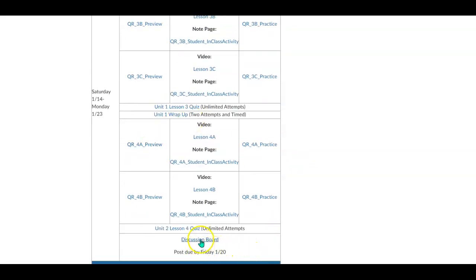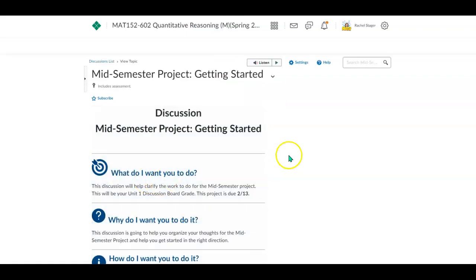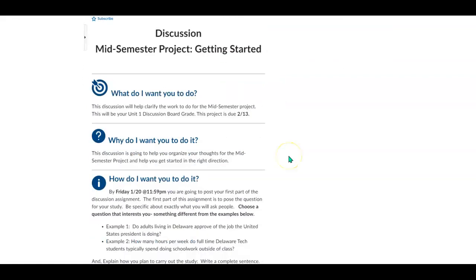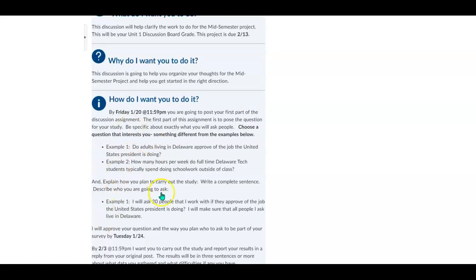You guys also have a discussion board, and you're going to have your first post due by the 20th. So this discussion board is going to get you started on your mid-semester project. So your mid-semester project is going to be due February 13th, and your first post for this project is going to be due the 20th. So this post is actually going to help you guys answer the first question in your project, which is going to be just a question of your choice.